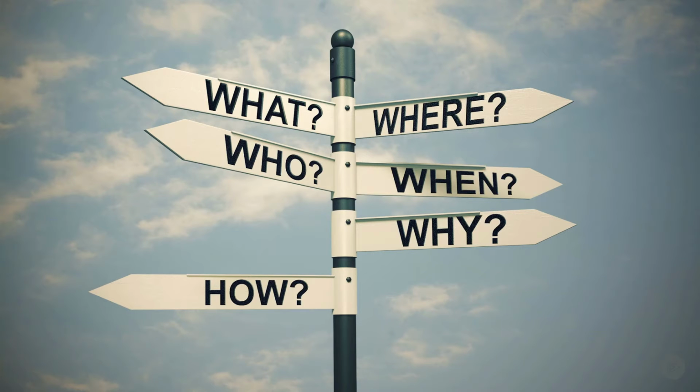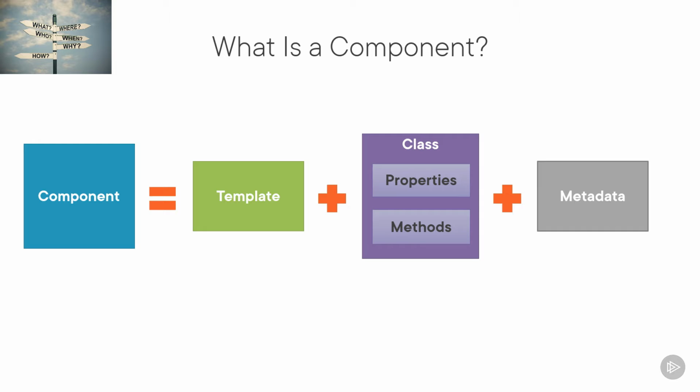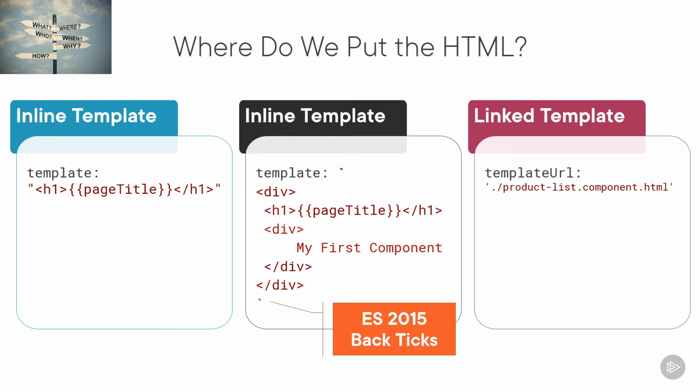The goal of this course was to guide you down the right path, making your own adventures with Angular more pleasant and productive. Let's recap our journey and review the answers to the key questions we identified at the beginning of this course. What is a component? We discovered that a component is a view defined with a template, logic defined with a class, and metadata defined with a decorator. Where do we put the HTML for our user interface?